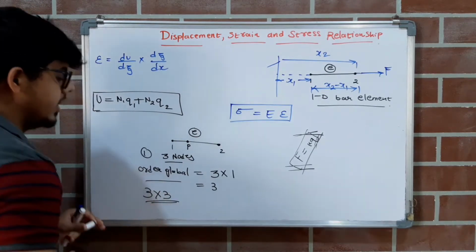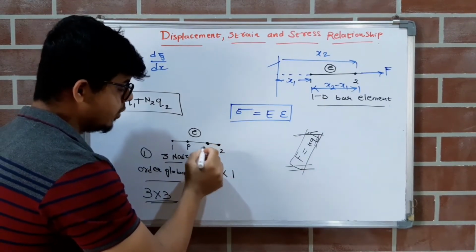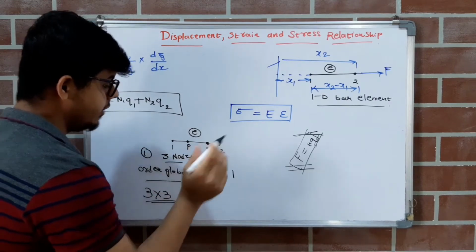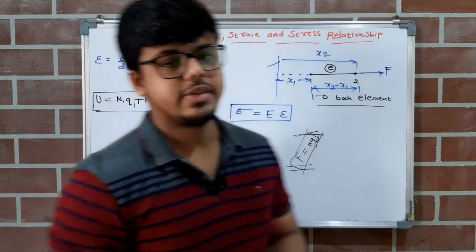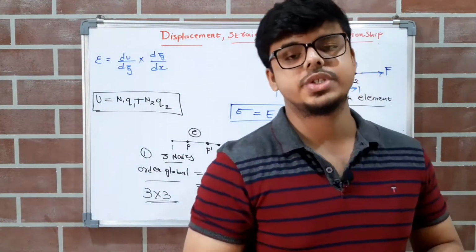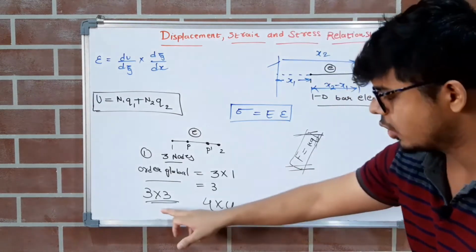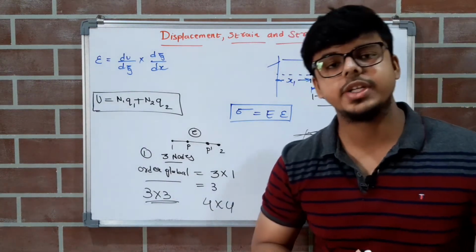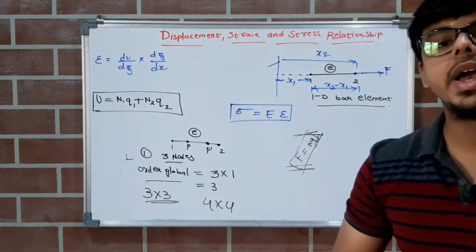That means the order is increasing. Now suppose you want to find the displacement at another point, let's say P dash. Then how many nodes are there? Here we have 1, 2, 3 and 4 nodes. So the order increases, and as we have to solve this global stiffness matrix on pen and paper, it will be very difficult to solve by considering nodes at the different points at which we want to find the displacement. So this first method can't be used in pen and paper format.